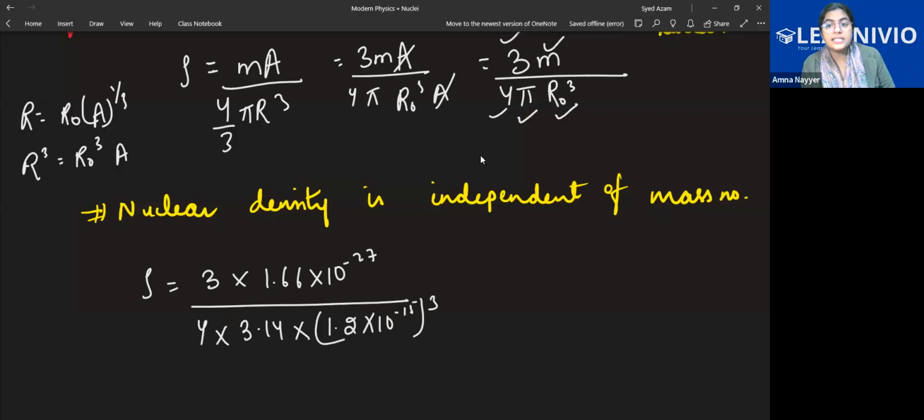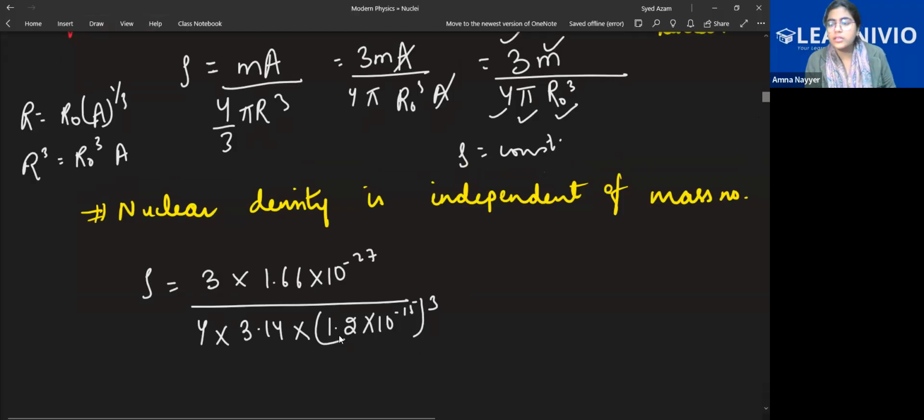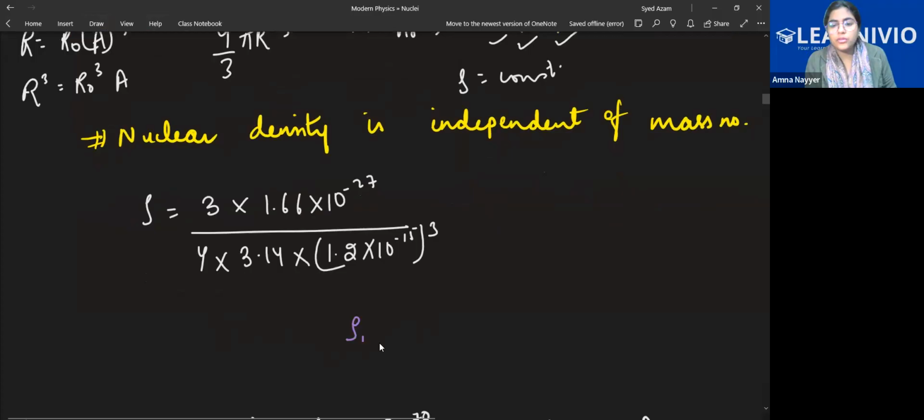So firstly, this shows that density will always remain constant for every nucleus because it is independent of the mass number. If you are taking iron, germanium, cobalt, nickel, lithium, anything, their nucleus will have the same density, because whenever you calculate for any element, it will run into this only. And this value for density of the nucleus is 2.3 into 10 to the power 17 kg per meter cube.